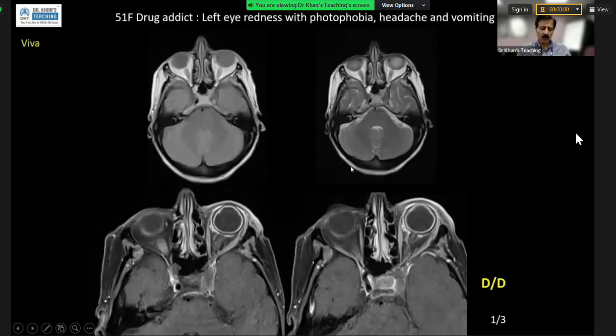And remember this. Okay, last case of the day. Now, this patient is a 51-year-old drug addict. She was very unwell, with many infections. And she also had left eye redness with photophobia, headache, and vomiting. This is a PD weighted sequence. This is a T2 weighted sequence. Post-contrast, post-contrast. Describe the findings, please. This is the last case of the day.